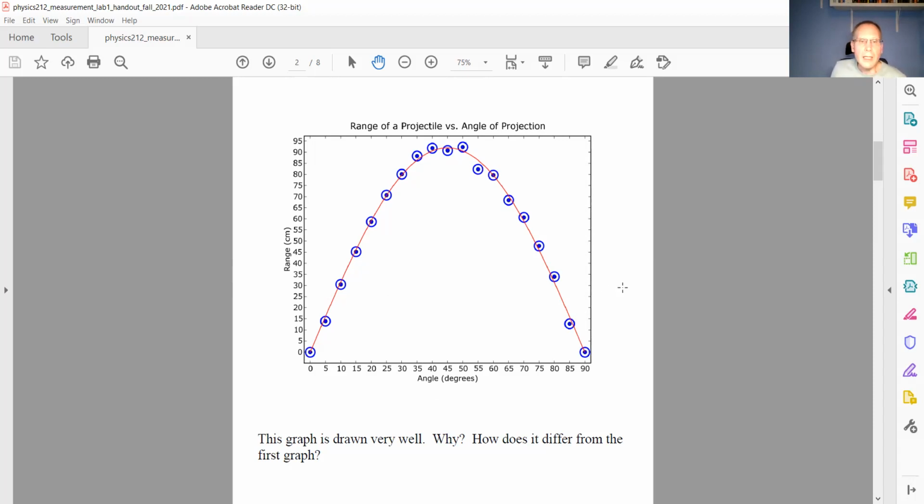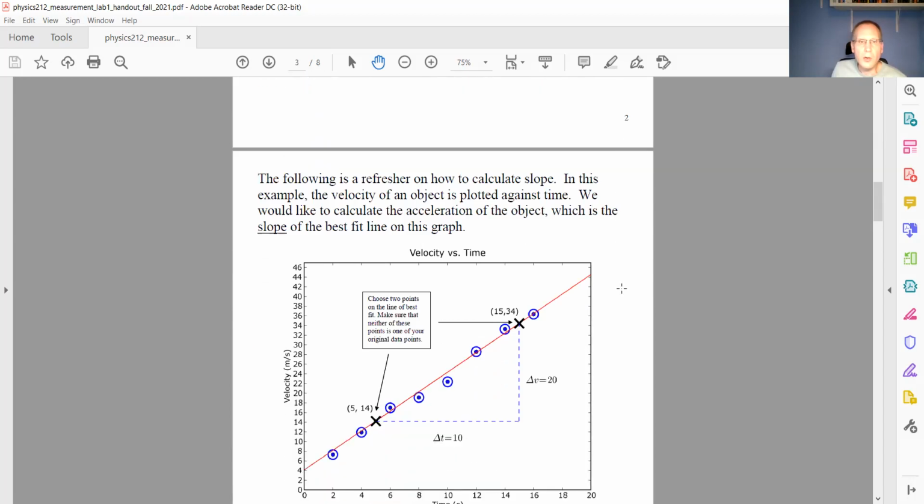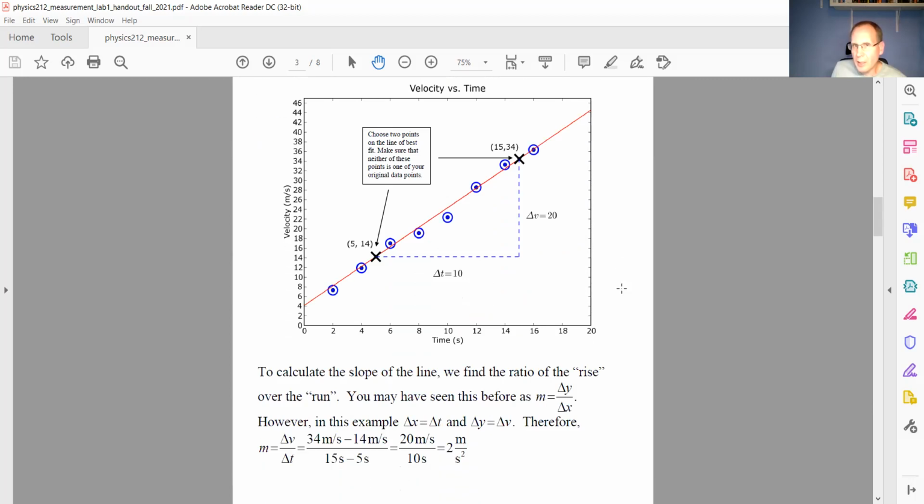Okay, on the next page, this is just a quick review on how to calculate slope. This may come up, especially if you're doing a graph by hand. If you do the graph on the computer, which most of the graphs will be done on the computer using something called Pasco Capstone, when you do a line of best fit, it'll give you the slope. It'll give you that information.